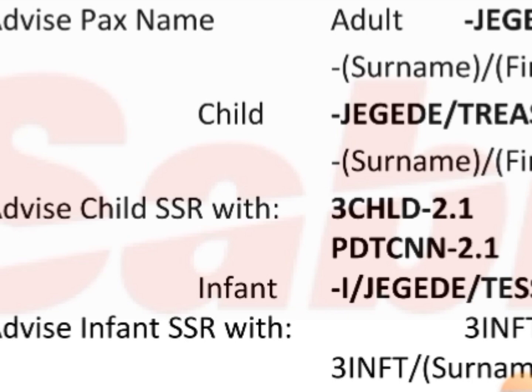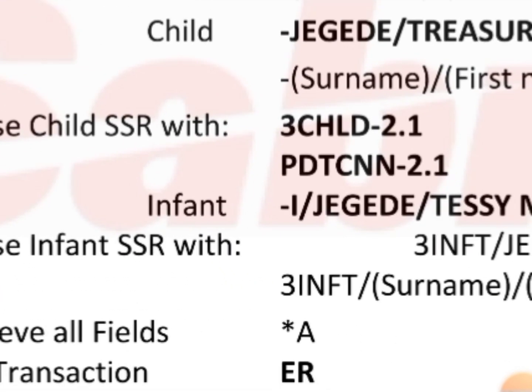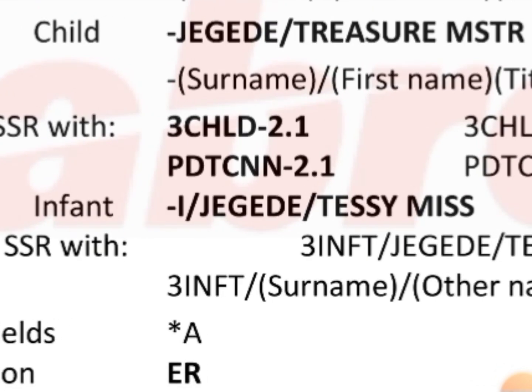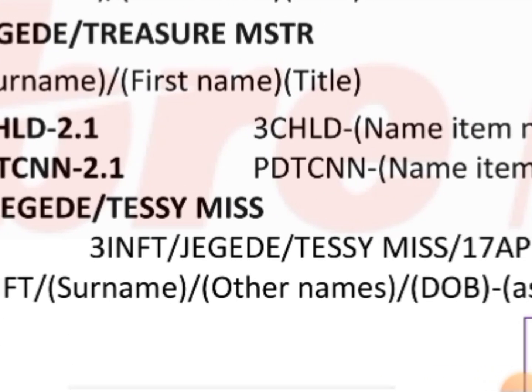Then you advise the SSR message to the airline telling them that Jegede Tesi is an infant. You do 3 India Nancy Father Tango, then the surname of the infant, that's Jegede, then the other name of the infant, Tesi, then the date of birth of the infant, 17 April 2016. It's just for the purpose of this training that I used 2016, but definitely from 2016 to date, it's not an infant, because infants are from 0 to 2 years old. So I just use this for the purpose of training. Let's assume the infant is 1.5 years old.